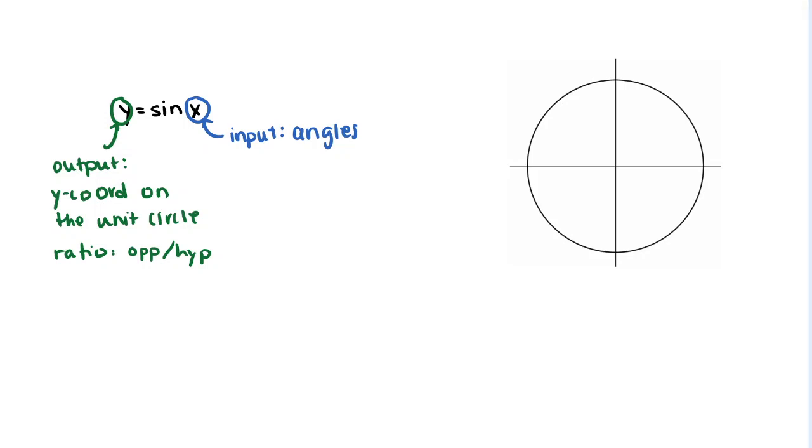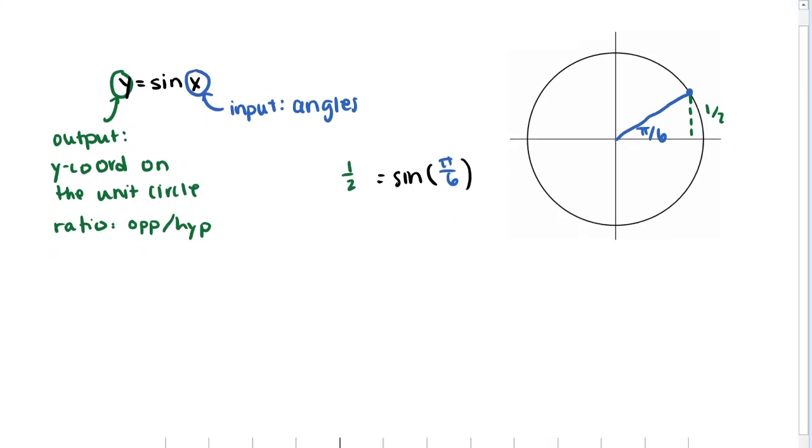And so, maybe for an example, if we look at sine of pi over 6, well, this is going to look at the angle pi over 6, or 30 degrees, and it's going to give us the y coordinate of this point on the unit circle. That's 1/2 in this case. Right? So for an angle of pi over 6, the output to our sine function is the y coordinate on the unit circle. It's 1/2.